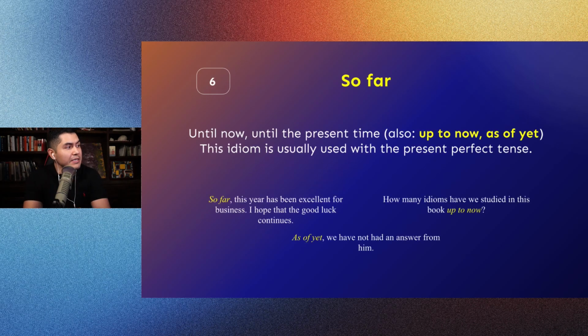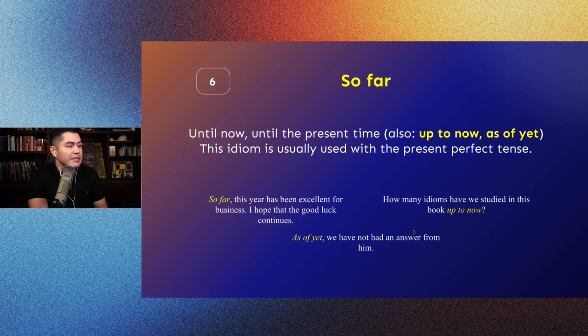Okay. Number 6, so far, until now, until the present time, also we can say up to now, as of yet. This idiom is usually used with the present perfect tense. So far, now as you notice in the beginning of the first example, it's right there in the beginning. So far, okay? Don't forget, you can definitely put it at the beginning. My recommendation to make it easy, just say it in the beginning.